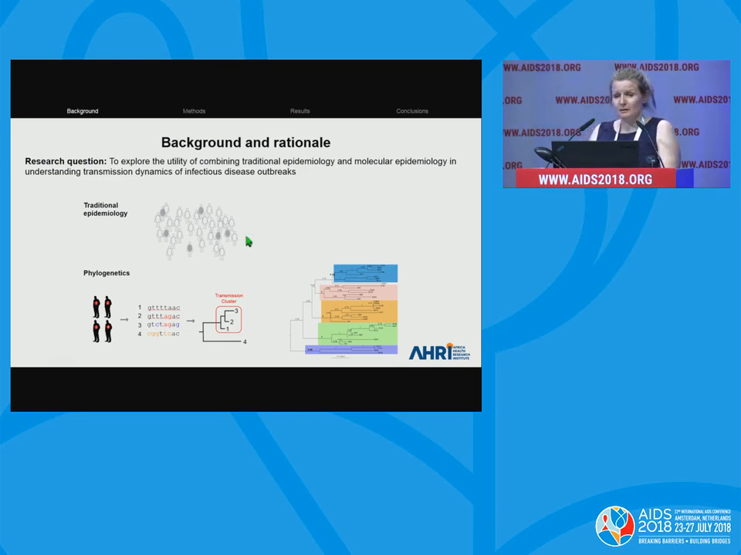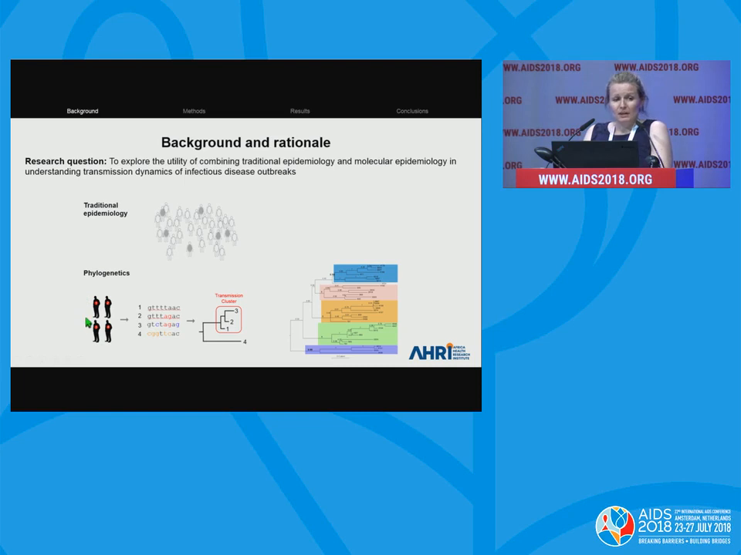So it only tells us in a population who is infected. It doesn't tell us about how the transmissions happened within that population. And phylogenetics can give more granularity around that. It can tell us a bit more about the transmission patterns and linking those people with similar viruses.